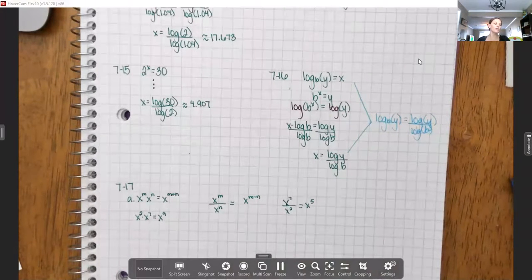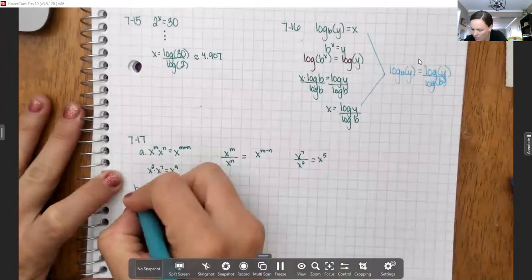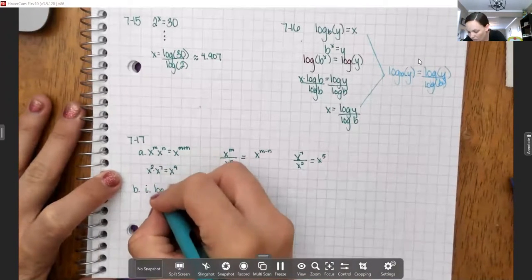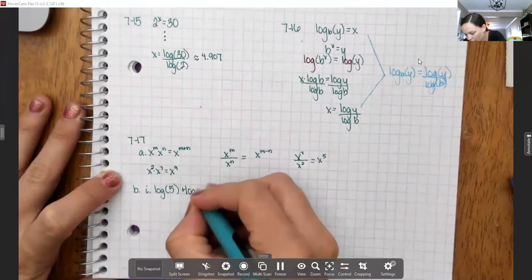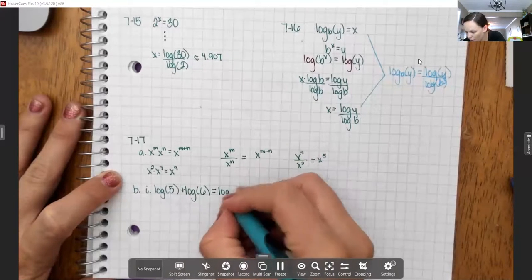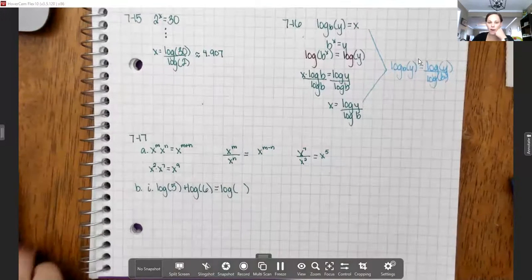So we want to try to find equivalent properties for logs. If you look at B in your book, there's a lot to it. So part I, number 1, says log of 5 plus log of 6. That's equal to log of what number? That's what we're trying to figure out right here.